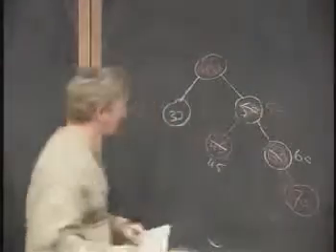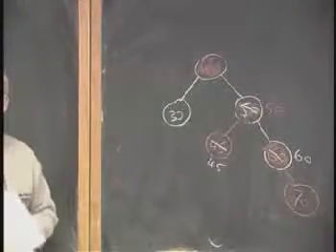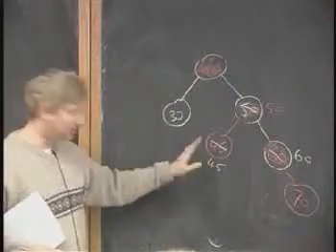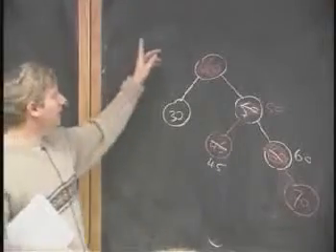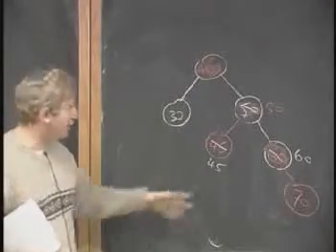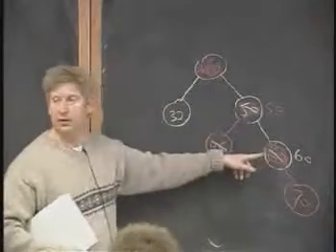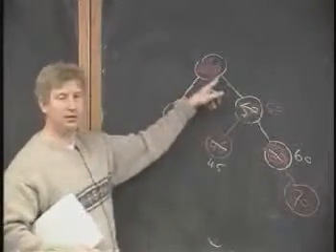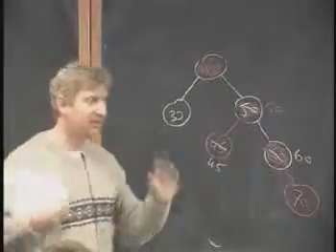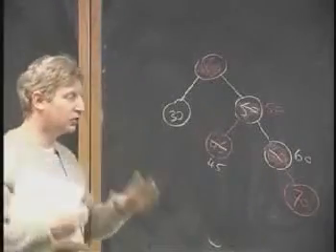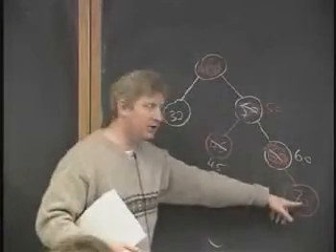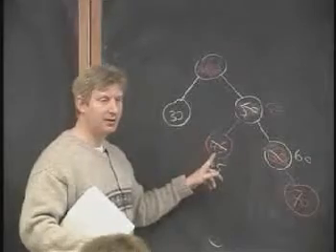And now let's look at it. The distances are still okay because we've added in that extra black on this side to take the slack up. The red-red clash is gone. And what have we done with it? Instead of it being here and here, now it's here and here. It's moved up 2 generations. This is the easy case of fixing an insertion to a red-black tree. The easy case is when the uncle of the thing you just inserted is red.